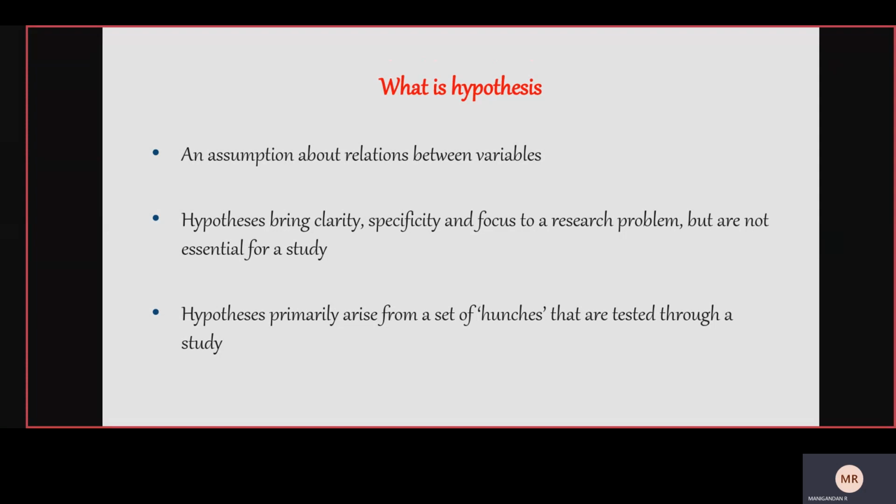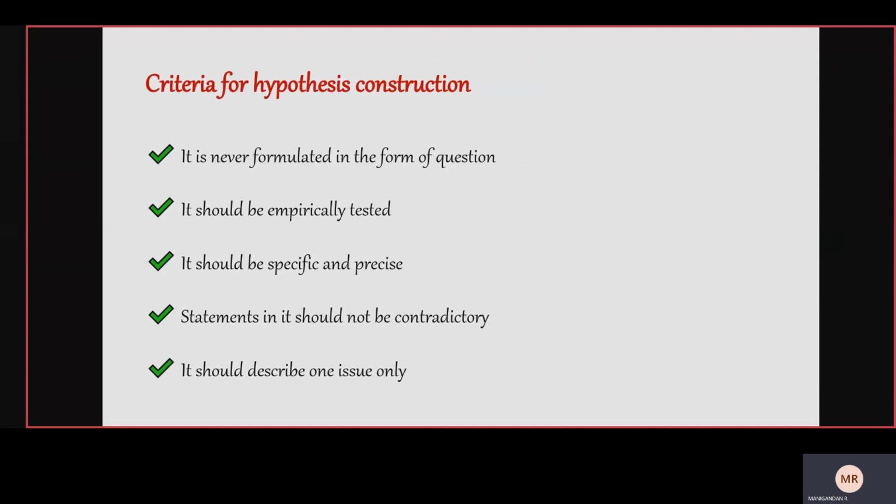Next, criteria for hypothesis construction. What is the construction process? First, it is never formulated in the form of a question, because the research question and the research objective are already there. The next step is the research hypothesis, where we give the relationship between the variables. What do we mean by variable? There are different types of variable, such as independent, dependent and mediating variables, but we can consider them as two variables.